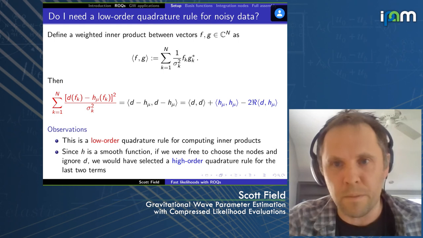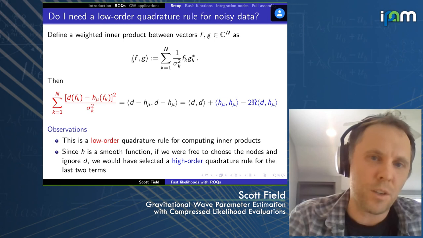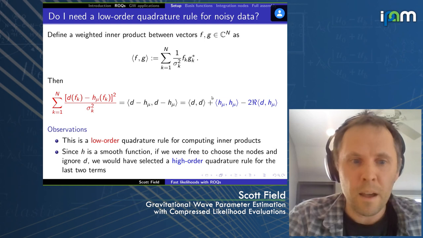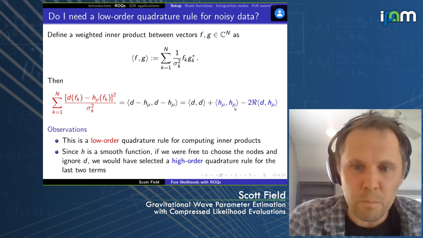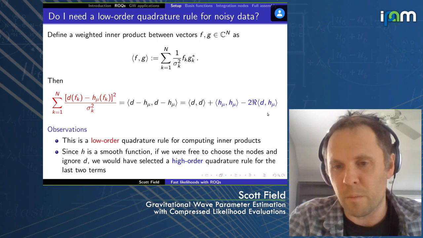Okay, so first, this notation here, these brackets are just inner products between two vectors. And here we're splitting up the likelihood that we have to compute into three separate terms. So this first term here is the data inner product with itself. That's not a parameter dependent term, so you can just compute that once. These other two terms in blue, because they feature the model, here we have the inner product of the model with itself, and here's the inner product of the model with the data, sometimes called the overlap integral.